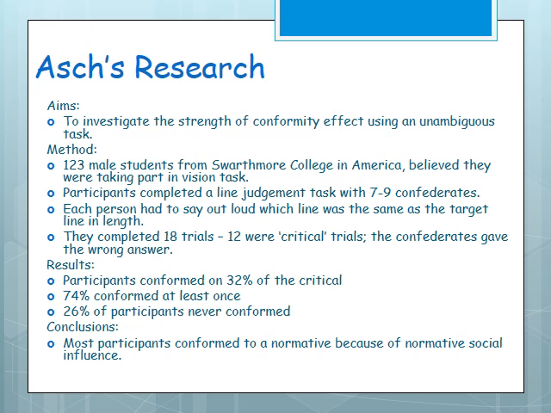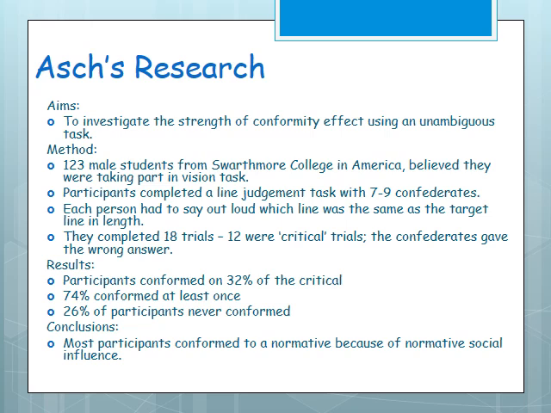So 123 male students from America took part in what they thought was a visual task. They had to compare a reference line with three other lines. Each participant took part in this task with 7 to 9 other confederates. There were 18 trials, 12 of them were critical, where the confederates gave the wrong answer.